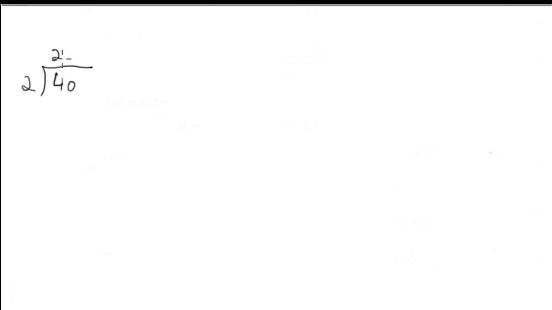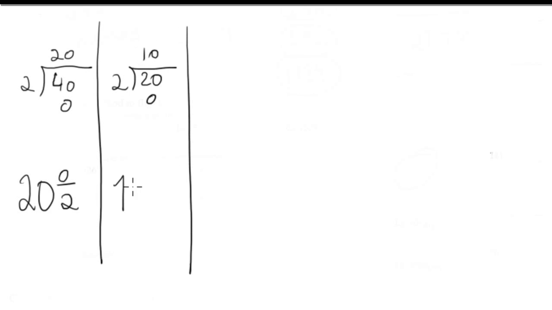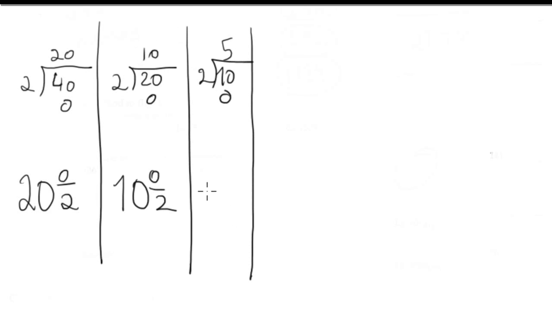Okay, 40, conversion to binary. 40 divided by 2 is 20, remainder 0. Now 20 divided by 2 is 10, remainder 0 again. Now 10 divided by 2 is 5, remainder 0 again.